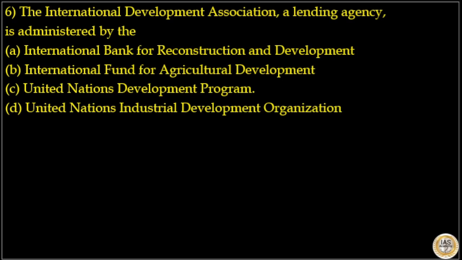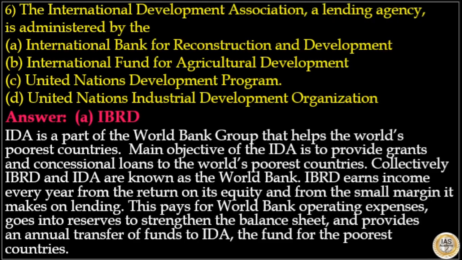Next is International Development Association, that is IDA, a lending agency, is administered by: options are International Bank for Reconstruction and Development, International Fund for Agricultural Development, United Nations Development Program, United Nations Industrial Development Organization. The answer to this question is option A, IBRD.